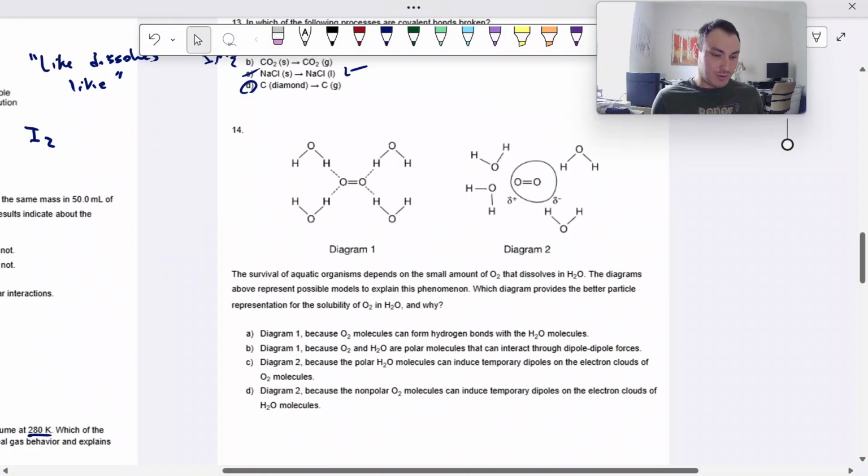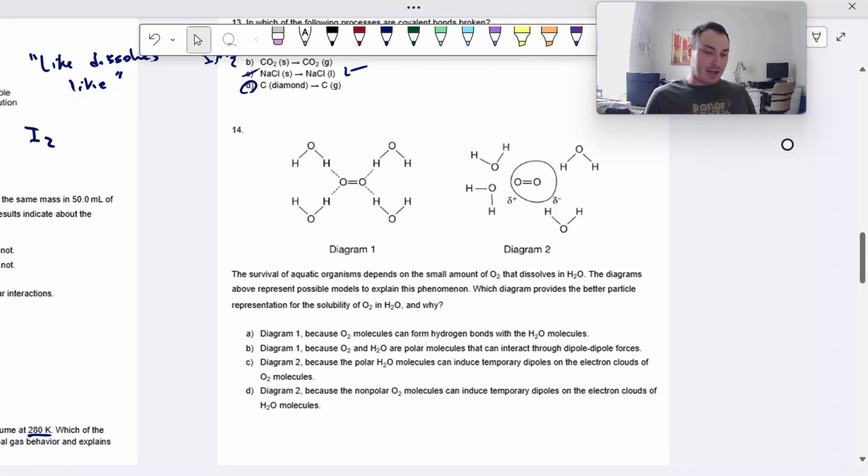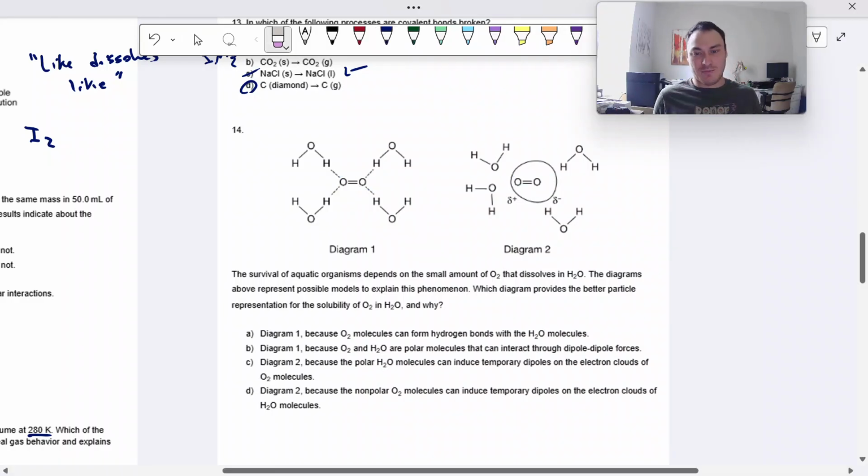14. The survival of aquatic organisms depends on small amounts of oxygen gas that dissolve in water. The diagrams above represent the possible models to explain this phenomenon. Which diagram provides the better particle representation for the solubility of oxygen gas in H2O? So this one looks a little bit complicated. What's happening here? So we have an oxygen gas surrounded by waters, and we're asked, how does the oxygen gas behave with the water? Oxygen gas is nonpolar, which means it can only form London dispersion forces.